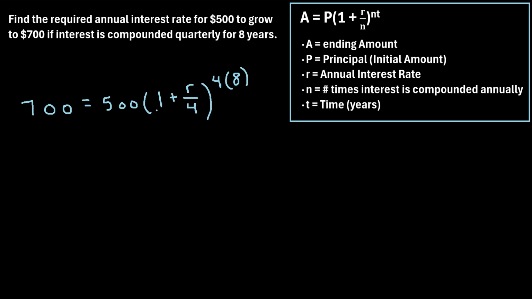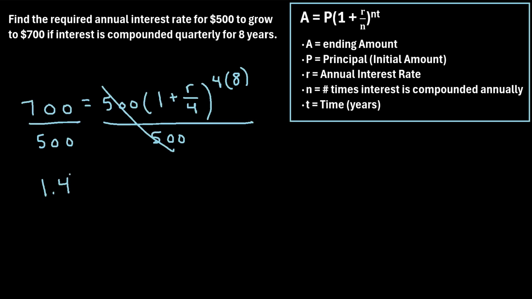So the first step we could do is divide both sides by 500. So we'll get rid of this 500 out front. So if we do 700 divided by 500, that's equal to 1.4. And that's equal to 1 plus R over 4 to the power of, we have 4 times 8, which is 32.